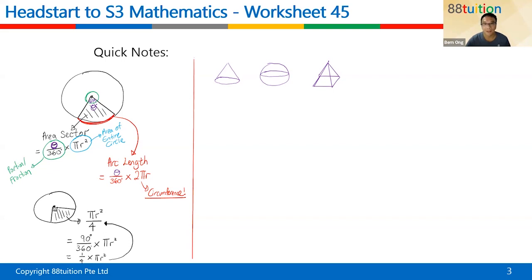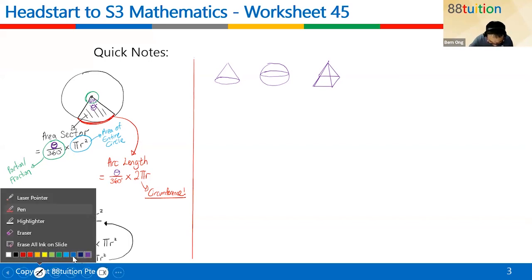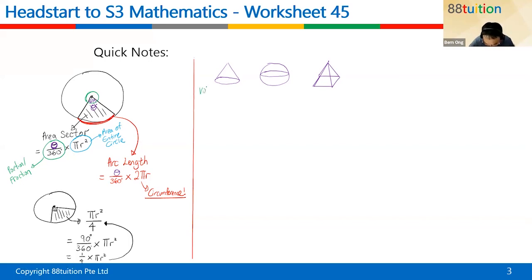So what is the volume of cone and all this? Hopefully you all still remember. We have things like the volume of the cone is equal to 1/3 pi r squared h. For the sphere it is 4/3 pi r cubed. For the pyramid it is 1/3 times base area times height.